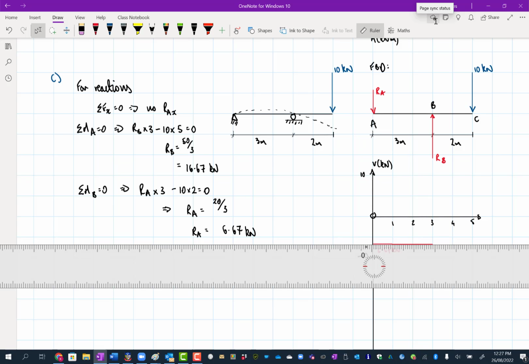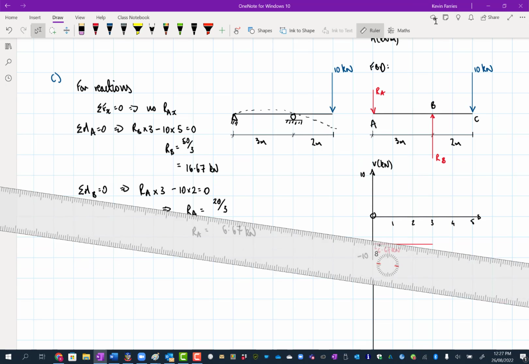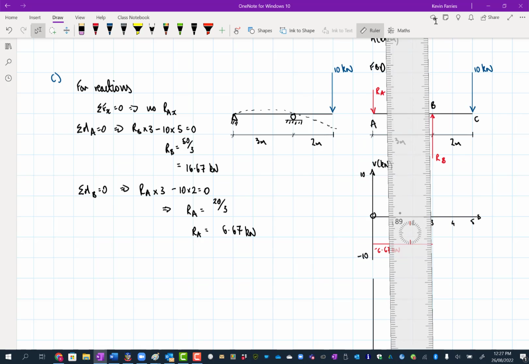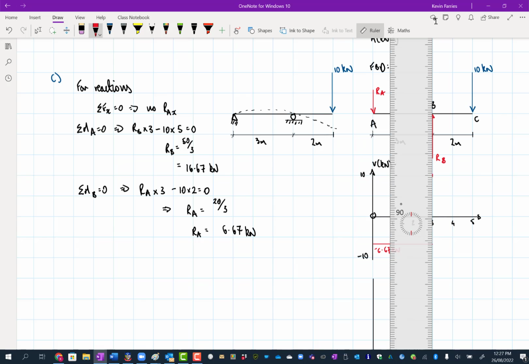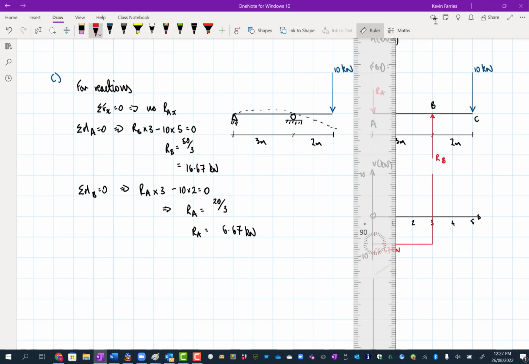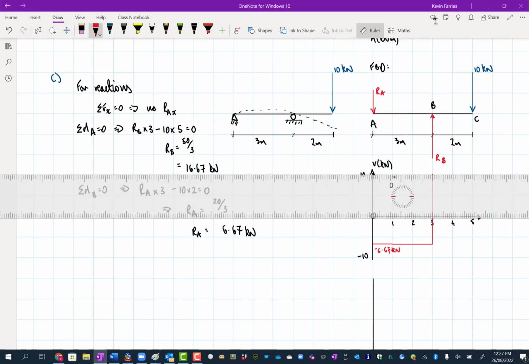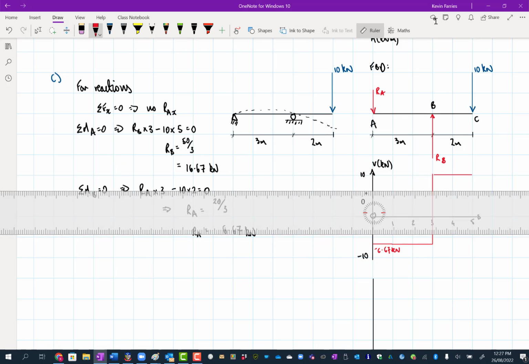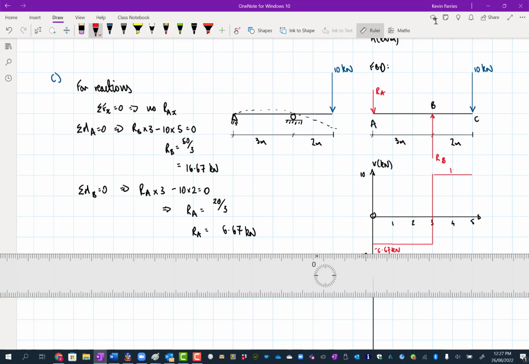Then it's going to go up by, RB is 16.67, so it's going to go up to 10 kilonewtons, sorry, and shear, 10 kilonewtons. I haven't left myself much space, but that's okay. Then it's just going to go flat because there's nothing happening. This is positive 10 kilonewtons.